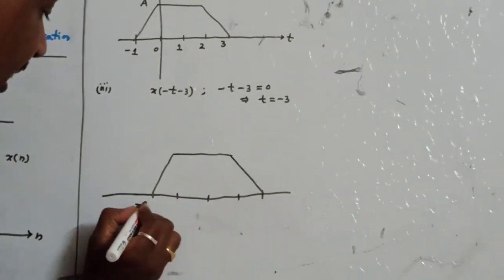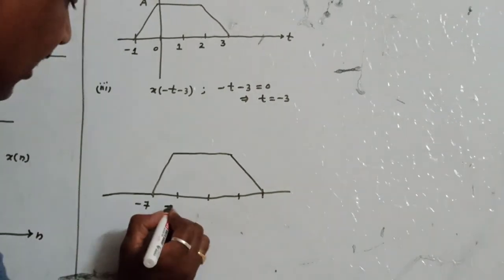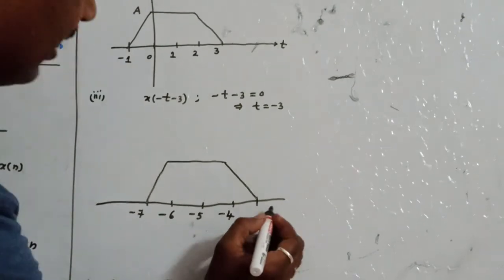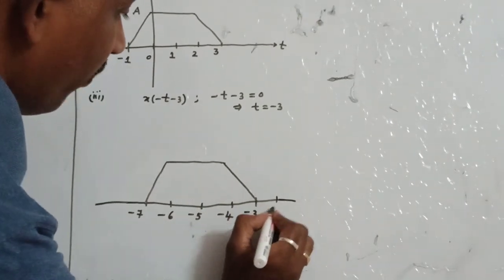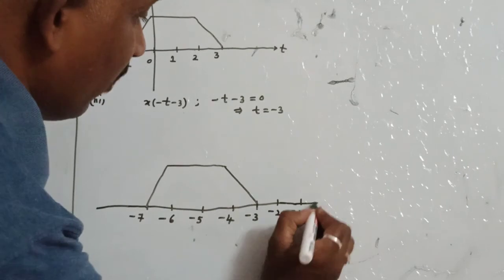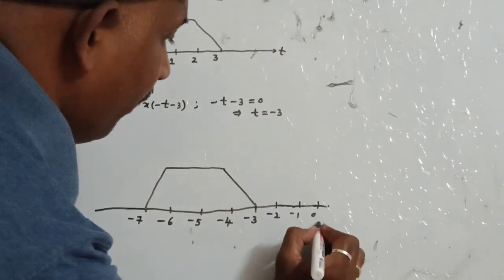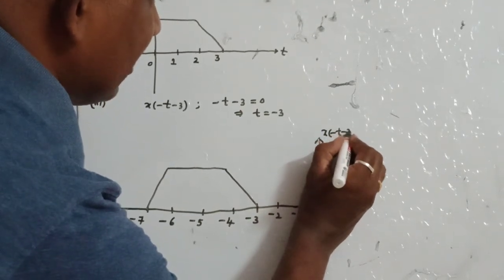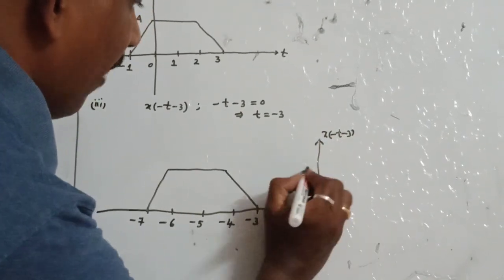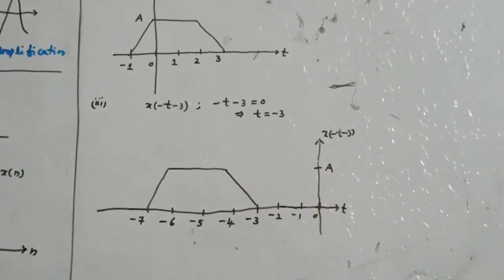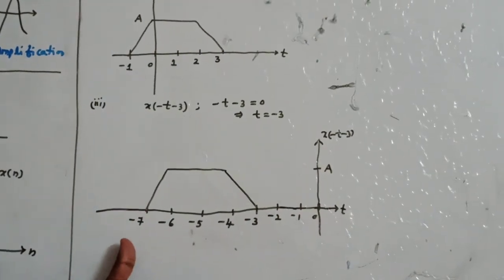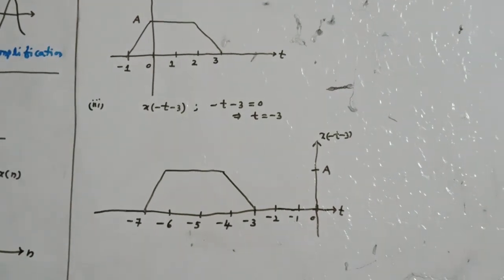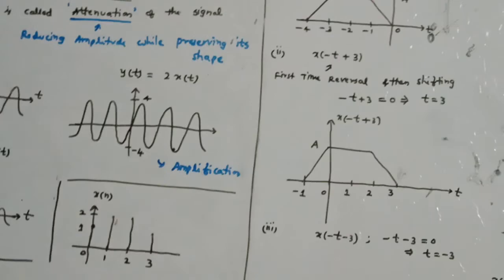Minus 4 plus minus 3 is minus 7, minus 3 plus minus 3 is minus 6, minus 5, minus 4, and 0 plus minus 3 will become minus 3. So minus 2, minus 1, 0. Keep the arrow here. So this is x of minus t minus 3 versus t. The amplitude of the signal is A. So this is the x of minus t minus 3 graph. In this way you can do many problems on time reversal. Thank you.